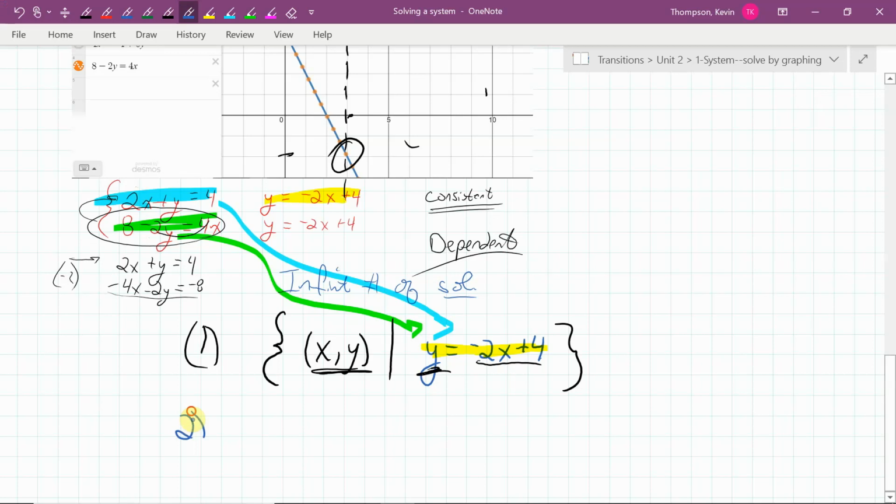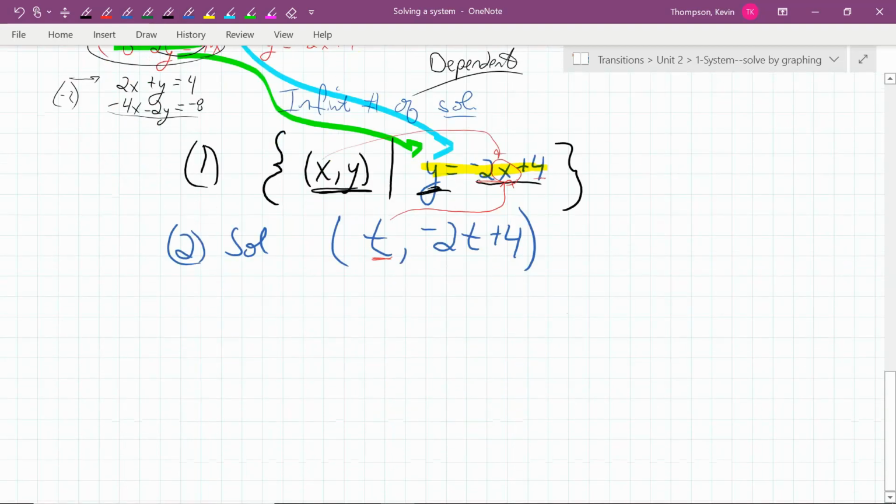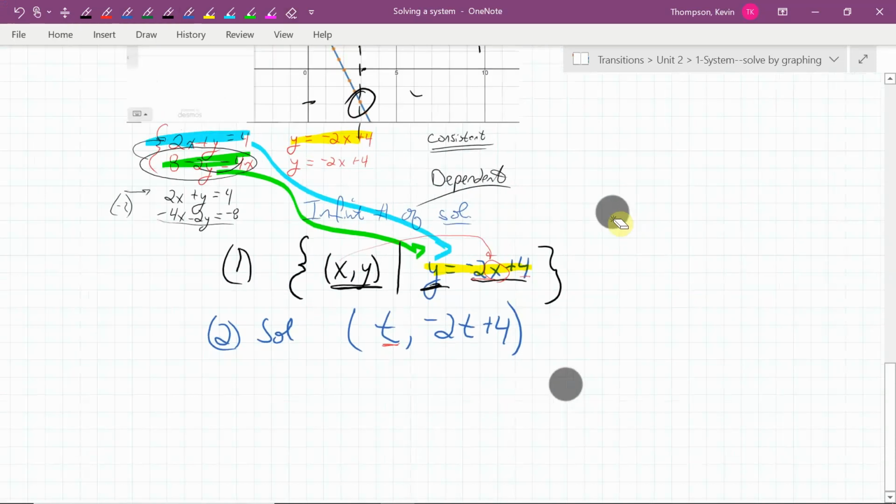So when we're looking for the solution, we might say it's a point, and we might give it a variable like t. So t comma, well, this is really just thinking of that same kind of thing we did here. When x was 3, what did we do? Well, we substituted in 3. So if x is t, you just substitute in t. So our solution would be t comma negative 2t plus 4. And that's the answer. As long as t is any number, we basically just found a point on the line.